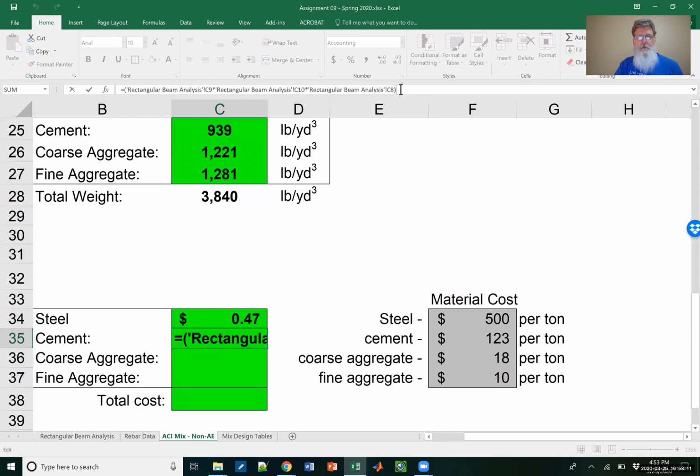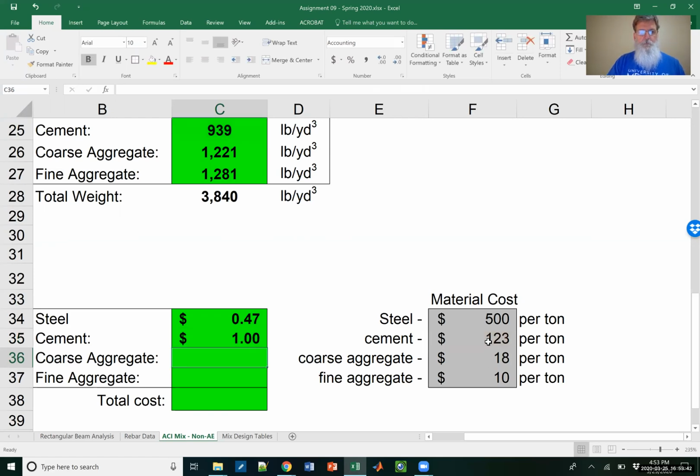Well, I take that and I divide it by 1728. That's my conversion. And I need to multiply it by the weight of my cement, which is right here. And of course, I have to divide that by 27 to get it to pounds per cubic foot. And then I multiply that times the cost of my cement, which is here, F35, and then divided by 2,000. That's the ton. So it looks like I get right at $1.